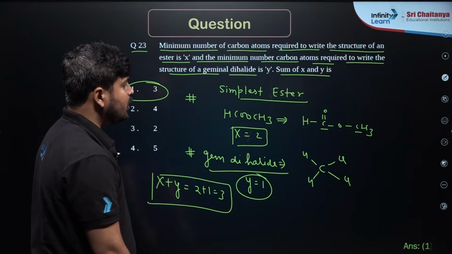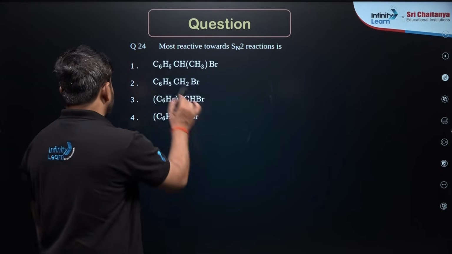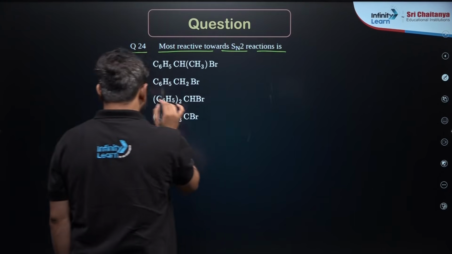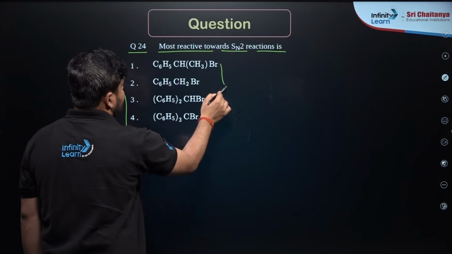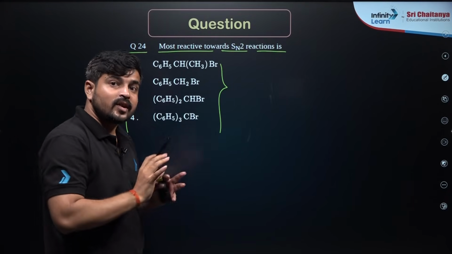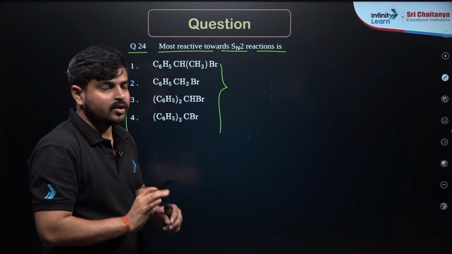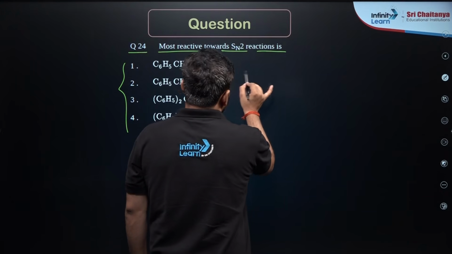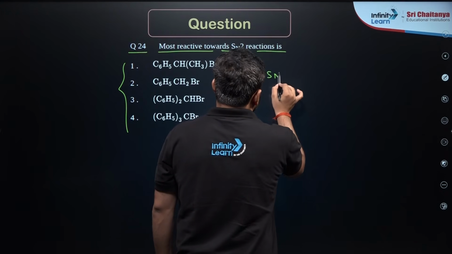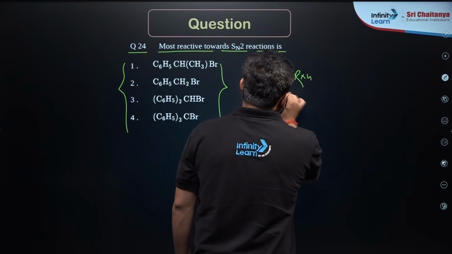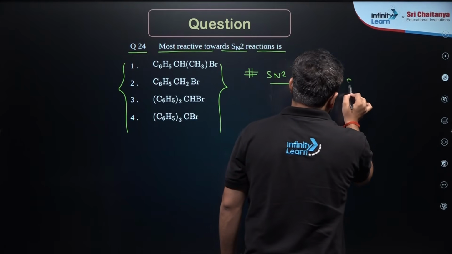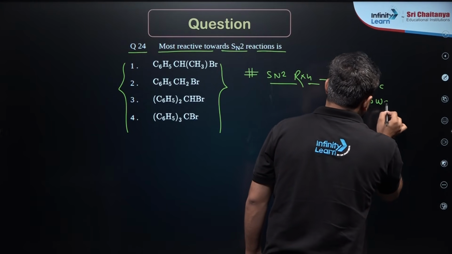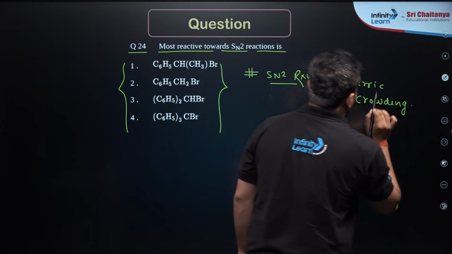Please remember this one. Now I am coming to the next question. Question number 24: most reactive towards SN2 reaction is. Four options are given, so which one is the correct option? For solving this question, we know that SN2 reaction basically depends upon the steric crowding, correct or not?